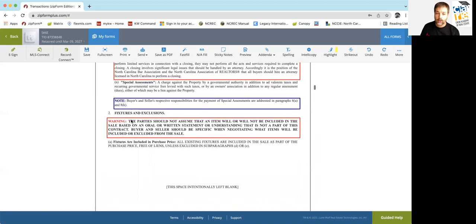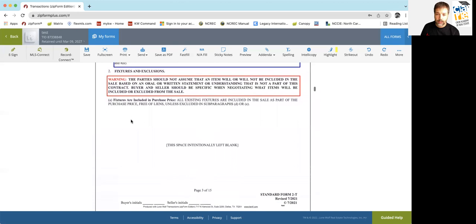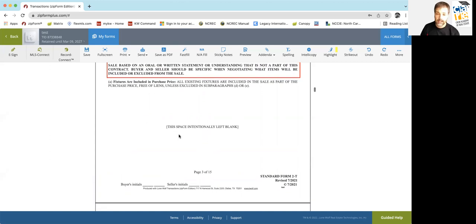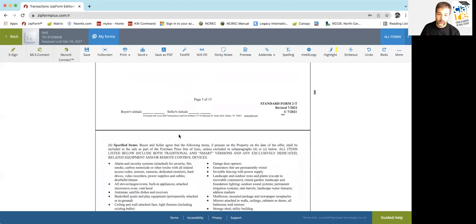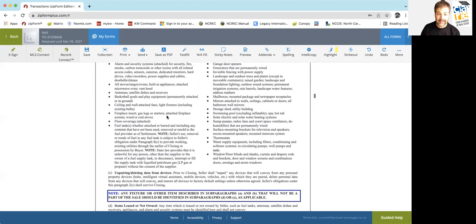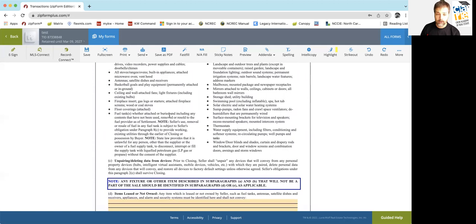On paragraph 2, we're going to talk about fixtures and exclusions. Remember that fixtures are anything bolted, screwed, glued, attached, or in any way, shape, or form affixed to that property in a way that they should not be removed, or they would do damage if they were removed. It goes so far as to bullet point a large chunk of the commonly referenced fixtures. So these are all, and remember, fixtures stay 100% unless we exclude them. And we'll talk about that here in just a minute.